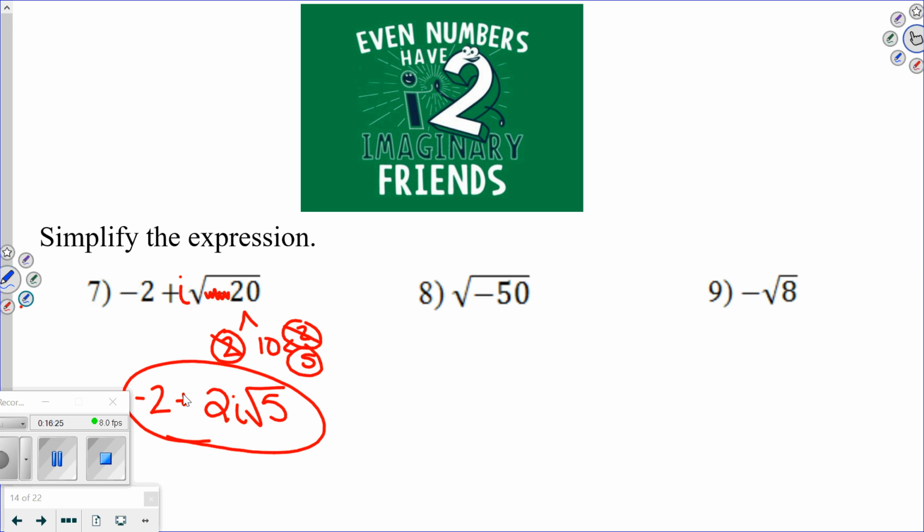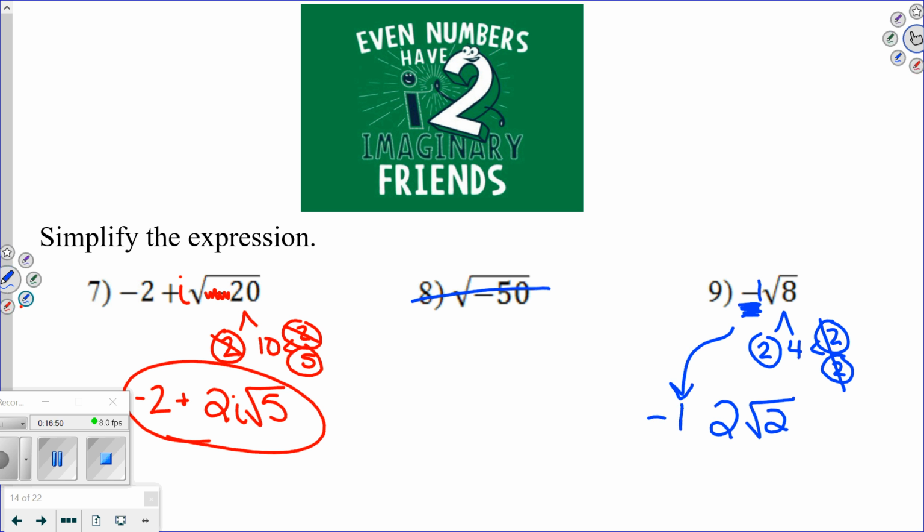All right, let's go ahead and skip 8. Jump to number 9. Try that one on your own. All right, so I tricked some of you on this. We're going to do our factor tree. 2 and 4, 2 and 2. So I have a pair of 2s. I have a single 2, right? And that's my leftovers. What number is out in front? That's a -1 that just comes down. So that's going to make that -2 radical 2.